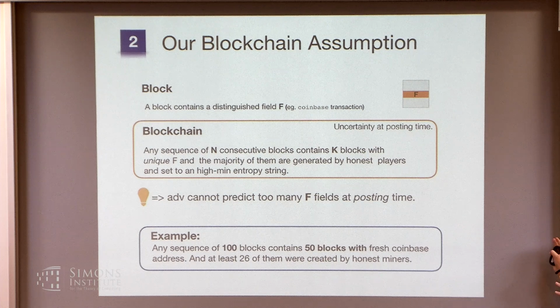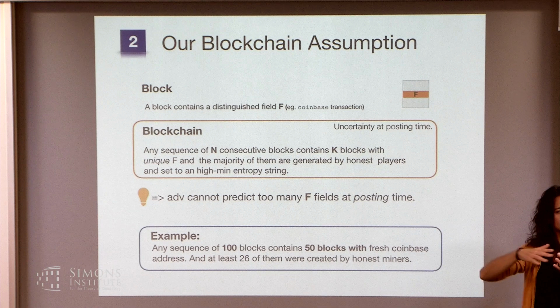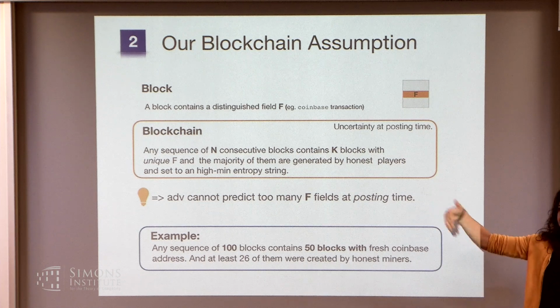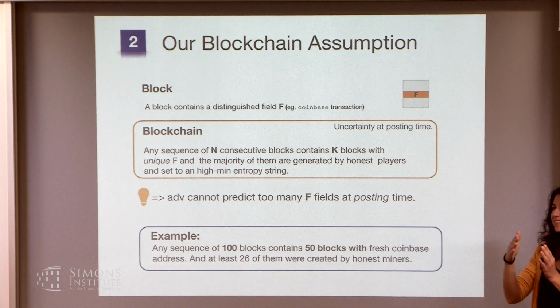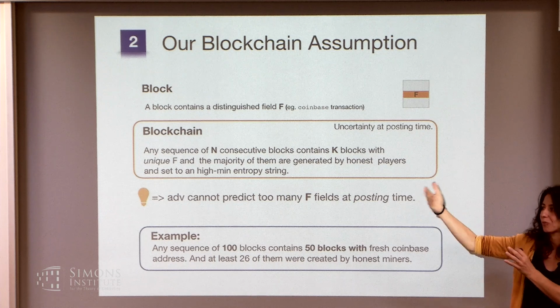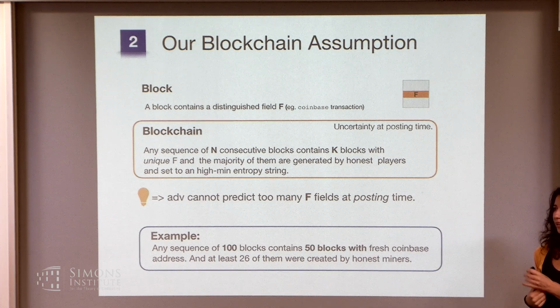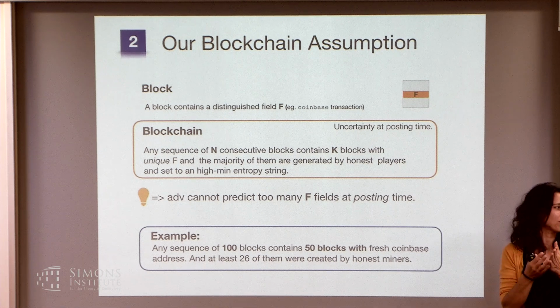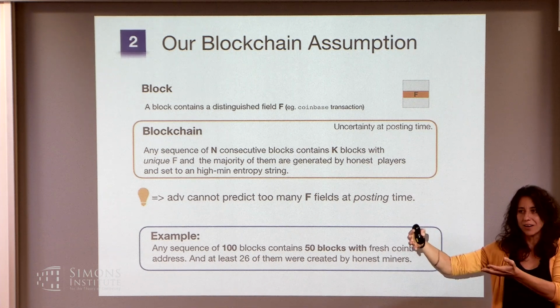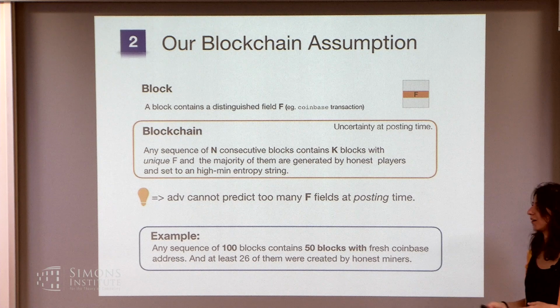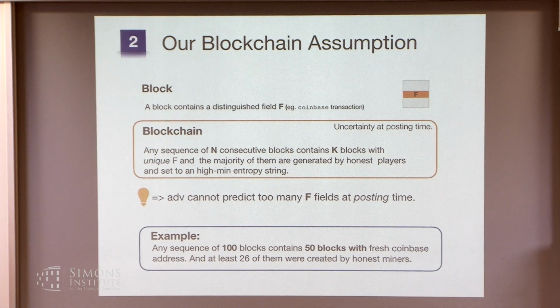So this is what we would like to capture: when I put a block on the blockchain, there is a lot of uncertainty about the strings that honest people are going to play in the blockchain. And because there are honest people playing, the question is how many honest blocks I can expect, and that's where the Bitcoin problem comes up.